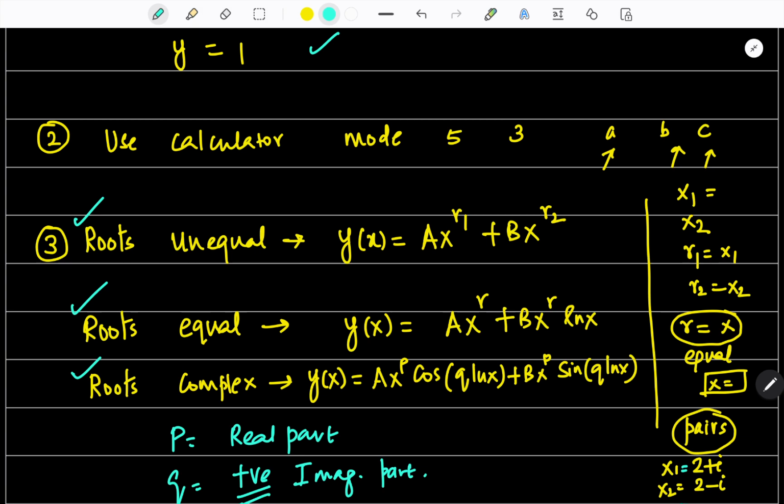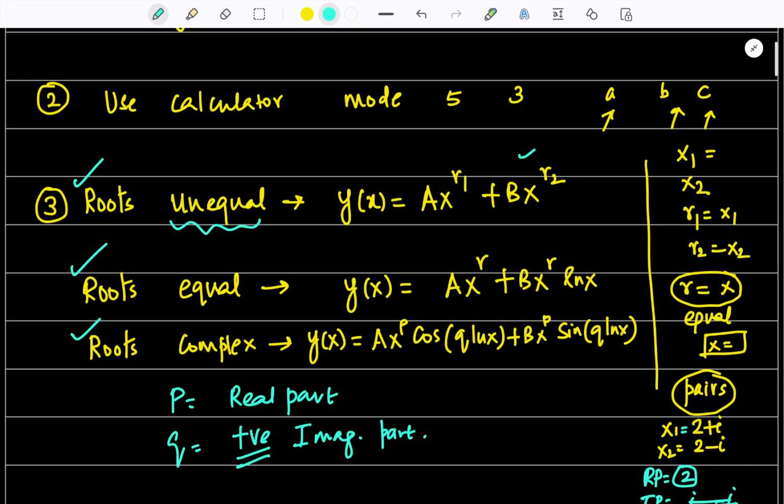Keep that in mind. If it is unequal roots, we use the formula a x^r1 + b x^r2. If it is equal, a x^r + b x^r ln x. What are r1, r2 and r? Those you get from the calculator. Next, when the roots are complex, you use the complex rule, in which you substitute p and q. p is the real part and q is the imaginary part. When I say imaginary part, you have to take only the coefficient of i.